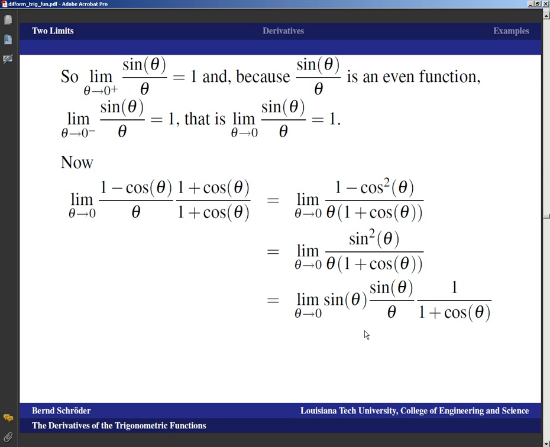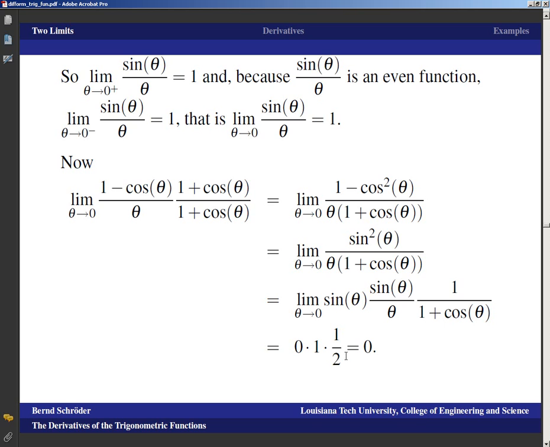I know what the limit of the sine is, I know what the limit of sine theta over theta is, and I know what the limit of 1 over (1 plus cosine theta) is. Namely, those limits are 0 for the sine, 1 for sine theta over theta, and 1/2 for 1 over (1 plus cosine theta) as theta goes to 0. And so that limit ends up being equal to 0.